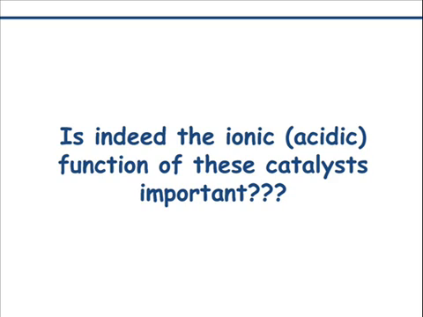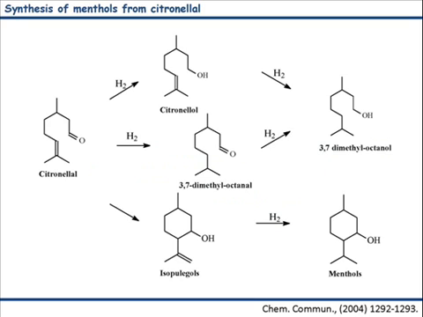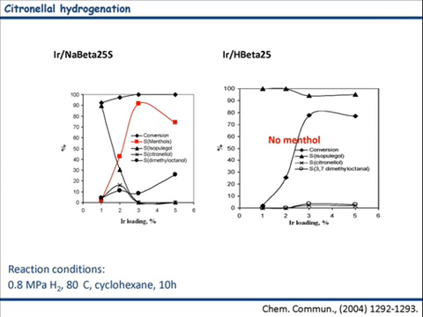Then the question is indeed: is the ionic acidic function of this catalyst important? And we looked for another application, which I'll show later, which is still very important for us, to do one pot citronellal conversion to menthols. So, with our experience, we said iridium is better than ruthenium, why not try the same catalyst? And what we found is that with 1% iridium we have no results, zero menthol. But on the contrary, we got the formation of this with 3%.